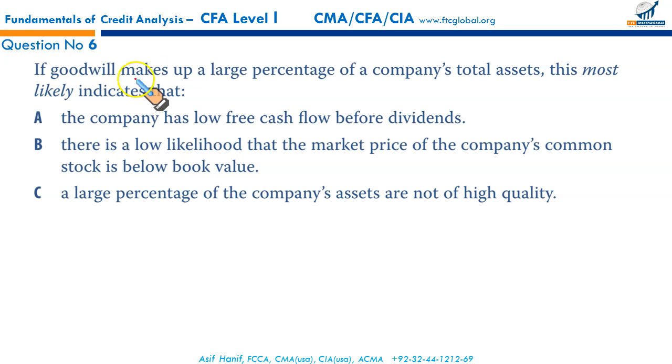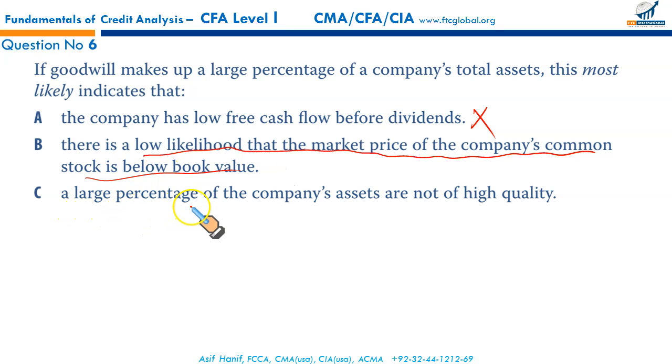If goodwill makes up a large percentage of a company's total assets, this most likely indicates that the company has low free cash flow before dividends. There is no such correlation between goodwill and cash flow available with the firm. There is no such generalization that we can make. There is low likelihood that the market price of the firm's stock is below book value. Again, we cannot presume such likelihood as to whether the market price is above or below the book value.